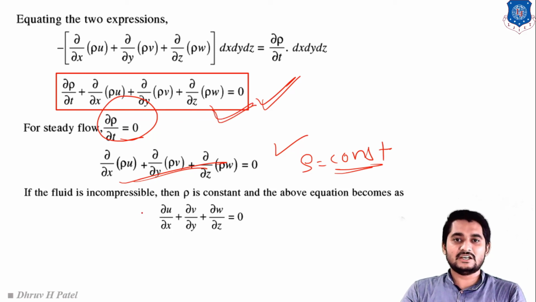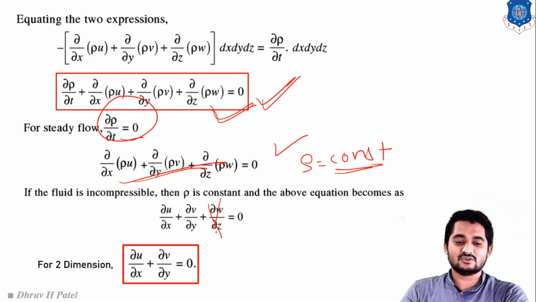So it will become del u by del x plus del v by del y plus del w by del z. Clear? And at the last, if you want to derive this equation for only two-dimensional flow, that means the z direction will be 0. So from the above equation, this term will be 0. That is known as the continuity equation for two-dimensional flow. Clear, students? So that is it from today's point of view, and thank you for watching my lecture.